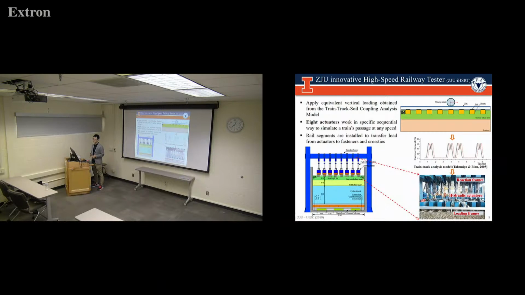So let me talk a little bit about this ZJU high-speed rail tester. The equivalent vertical load applied on the ties was obtained from the train-track-soil coupling analysis model. This is a model proposed by Professor Bian in his PhD thesis. There are 8 actuators used to simulate a train passage at any speed. The rail segments are installed to transfer the loadings from the actuators to the fasteners and our concrete ties.